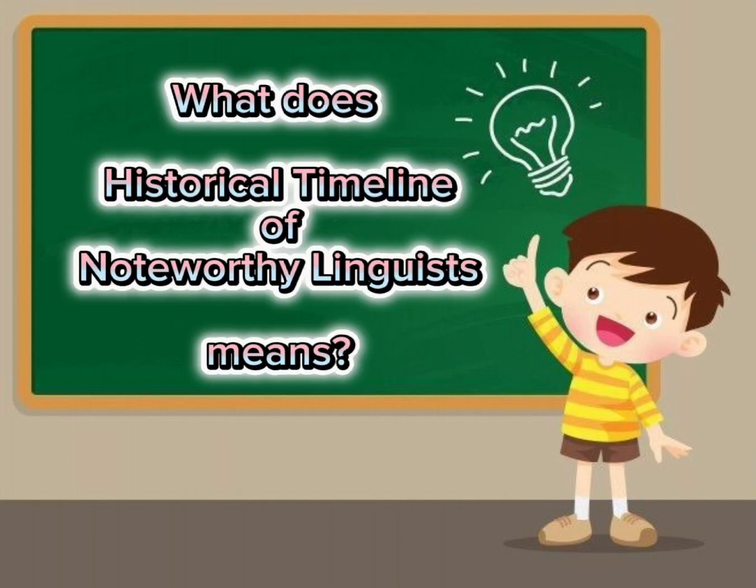Okay, before we proceed to our topic, let me ask you, what does a historical timeline of noteworthy linguists mean? A historical timeline of noteworthy linguists refers to a chronological sequence outlining the significant contributions, discoveries, and advancements made by prominent individuals in the field of linguistics throughout history. It highlights key events, theories, publications, and innovations that have shaped our understanding of language and its various aspects, showcasing the evolution of linguistic research over time.